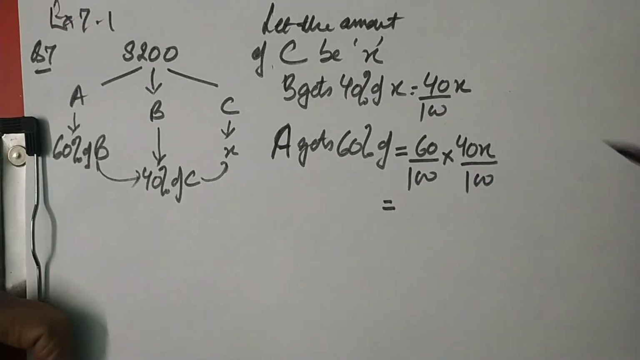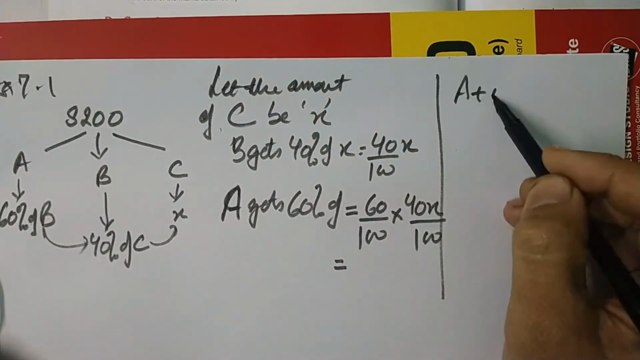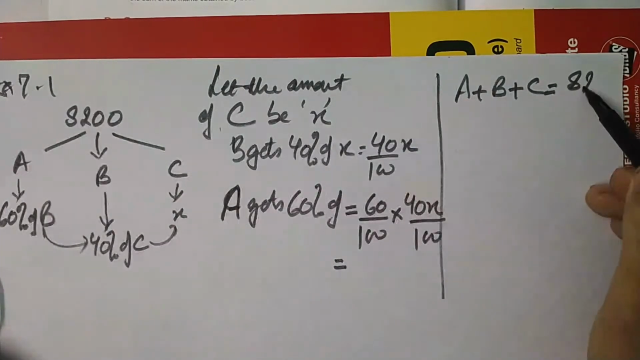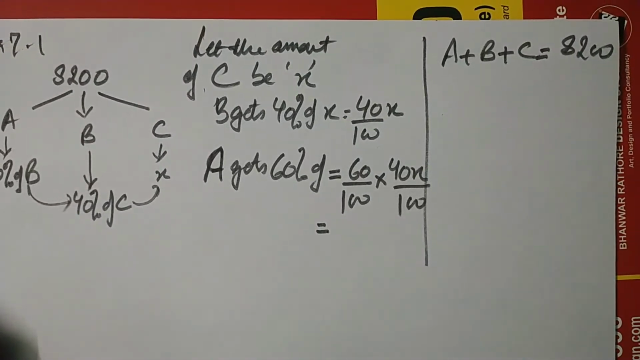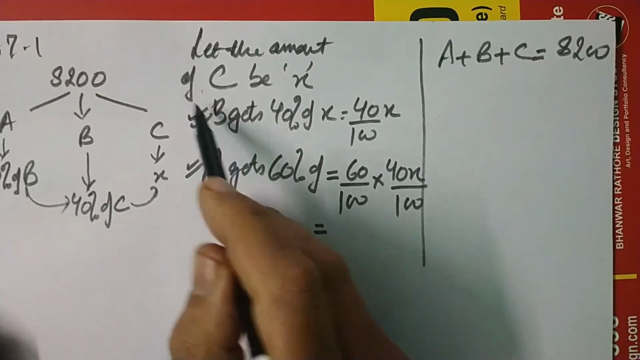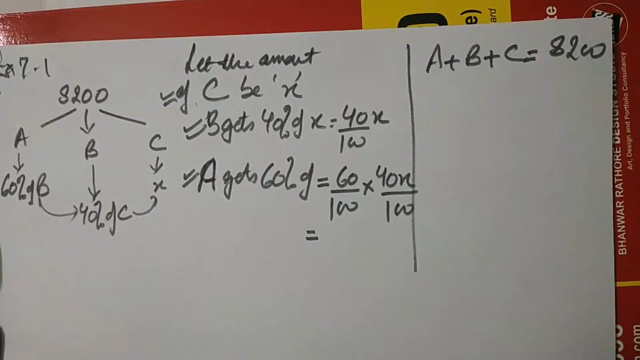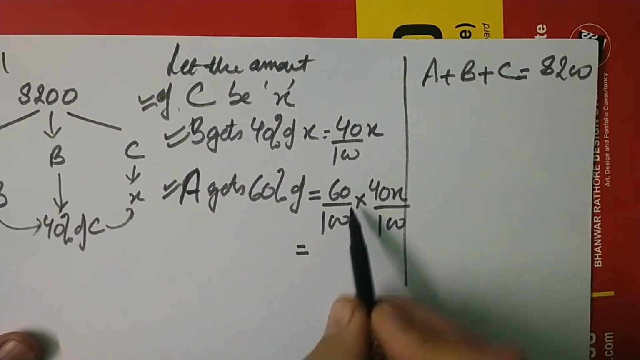It will become the value of A plus B plus C is equal to 8200. The value of A, B and C is 8200. So A we have got, B we have got and C we have got. So put these numbers in this equation. This you can simplify if you want.